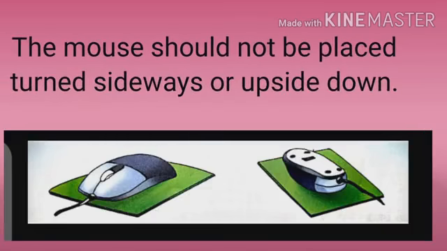Okay, with the help of this picture, we can understand the correct position of placing a mouse. The first picture shows that the mouse is correctly placed, and the second one shows that the mouse is incorrectly placed. A mouse should not be placed turned sideways or upside down, as you have seen in this picture. Again, the first position of the mouse is correct and the second one is incorrect. So the mouse should not be placed turned sideways or upside down.